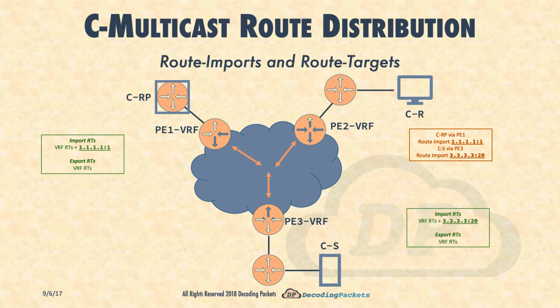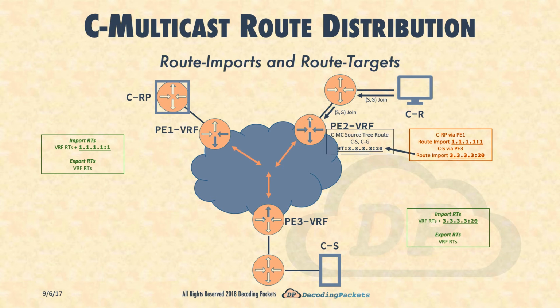We start from the CR. IGMP v3 join this time, or IGMP v3 report this time. The DR generates a PIM join in response and sends it to PE2. Armed with the new information, PE2 now creates the BGP C-Multicast source tree join route, but in addition to everything else, the PE is looking at that route import value associated with the C-S. It finds 3.3.3.3:20 this time and uses it, as you can already guess, as the route target for the C-Multicast route.